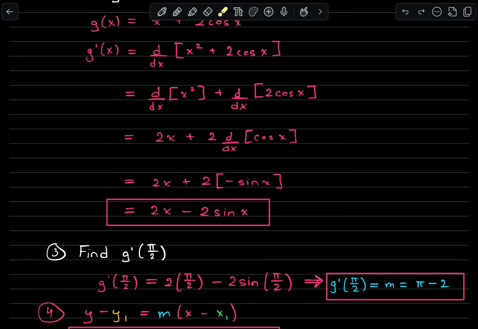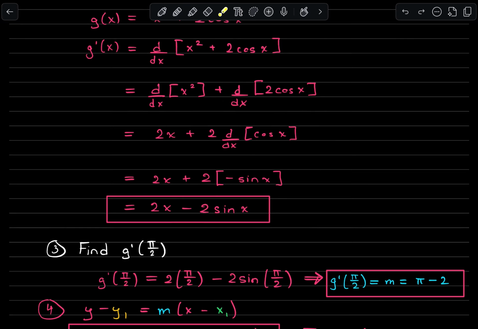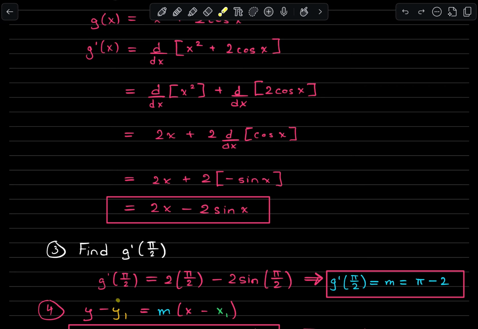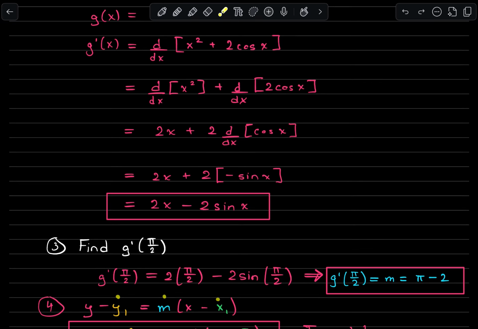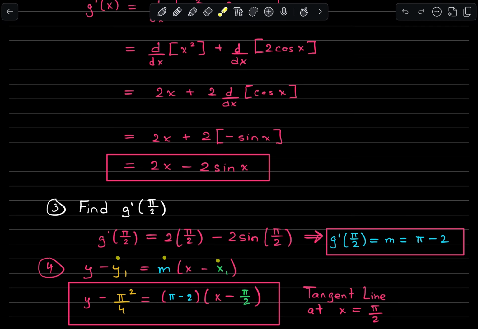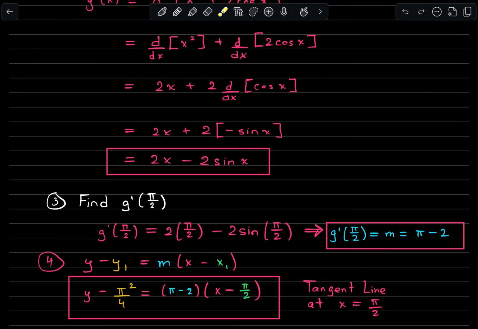Now, our last step, let's put it together using the point-slope form. Okay, so this will give us the equation of our tangent line. So let's plug in each component. We've got y1, we've got m, and x1. y1, as we've seen before, is just pi squared over 4. M, as we just found, is pi minus 2. And our x value that was given was pi over 2. Okay, so this is our tangent line.